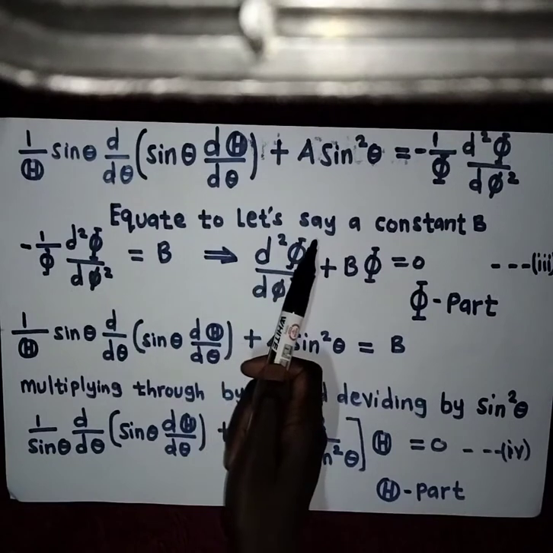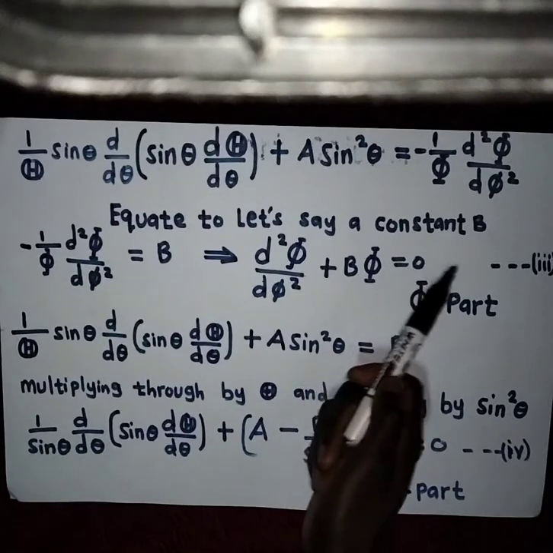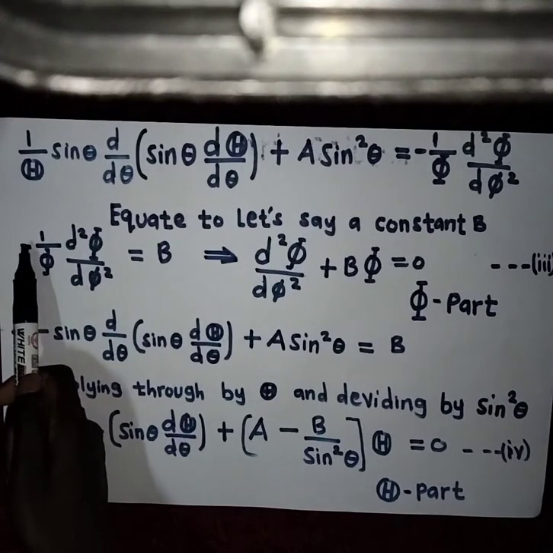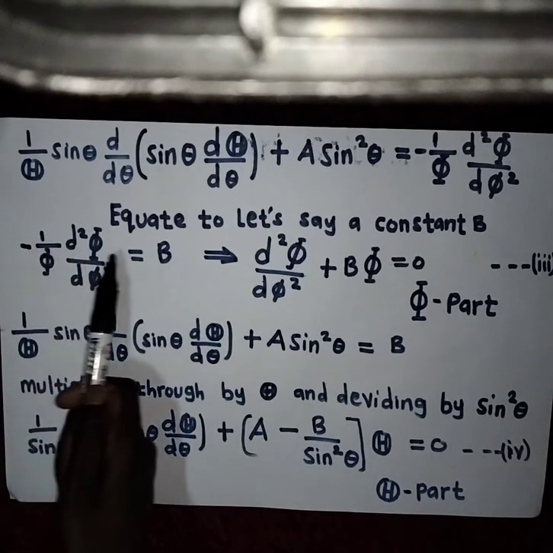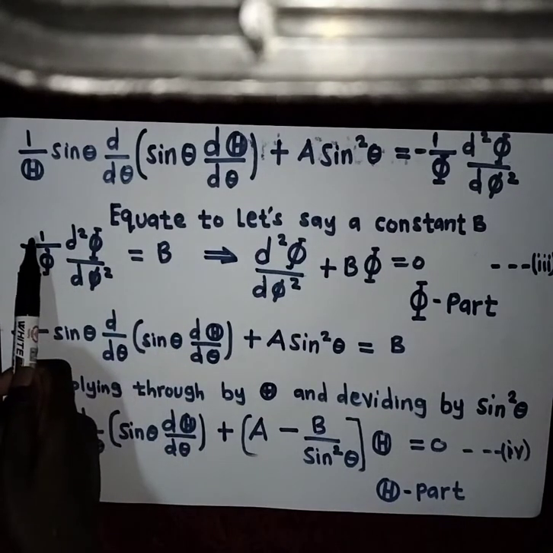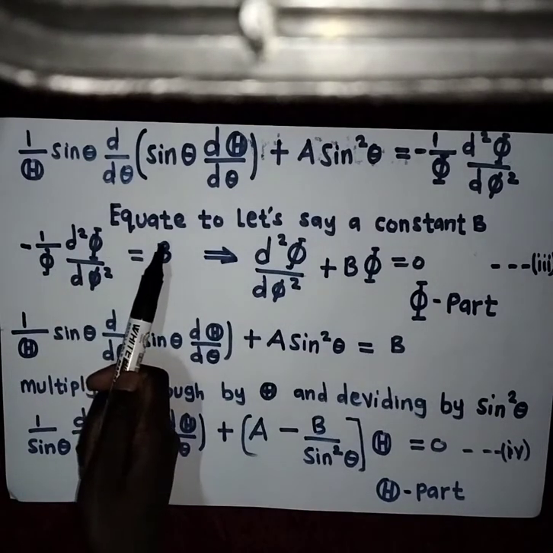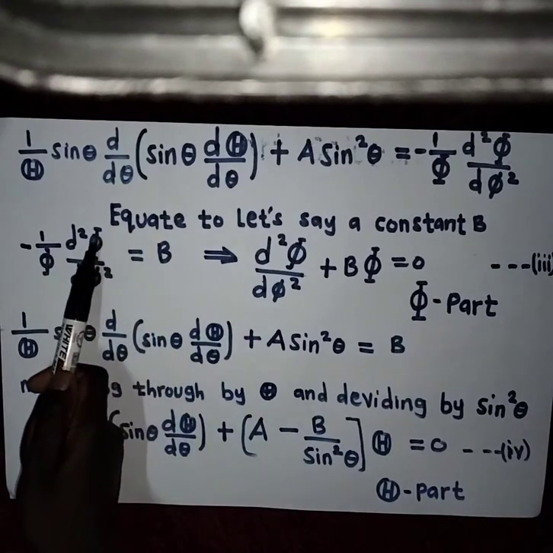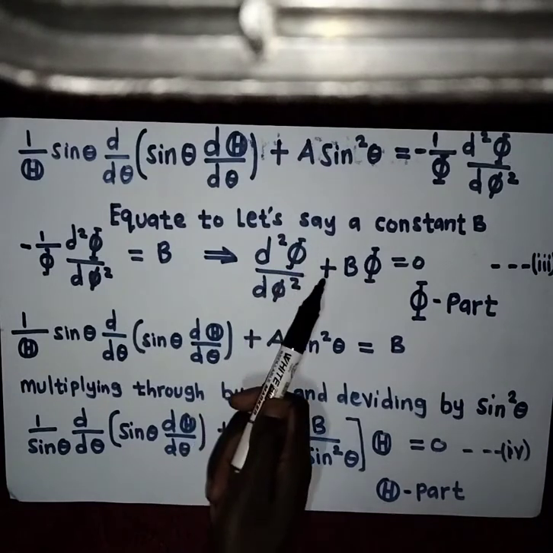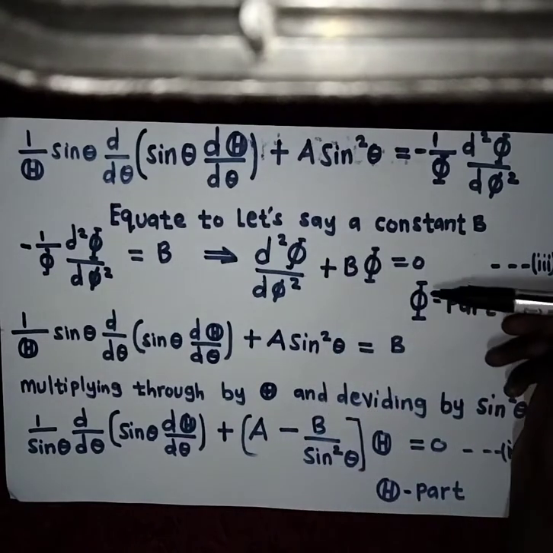I'm going to have d²Φ over dφ² plus bΦ is equal to 0, because I've just done this one. I divide by negative, I'm going to have positive here; here also I divide by negative, I'm going to have a negative. Then I multiply by Φ, here this Φ will cancel Φ. But remember it is negative, so if I bring it to the left hand side, it will be a plus. That is why I have d²Φ over dφ² plus bΦ being equal to 0. This one becomes my phi part.